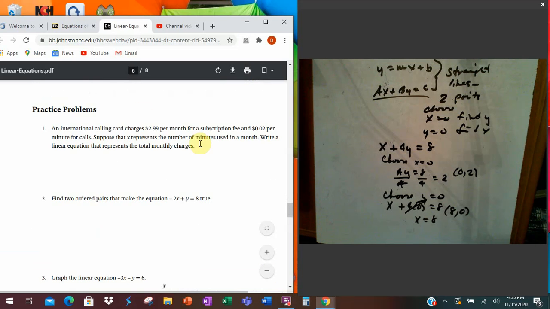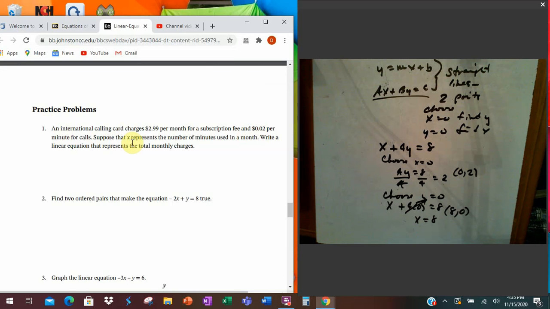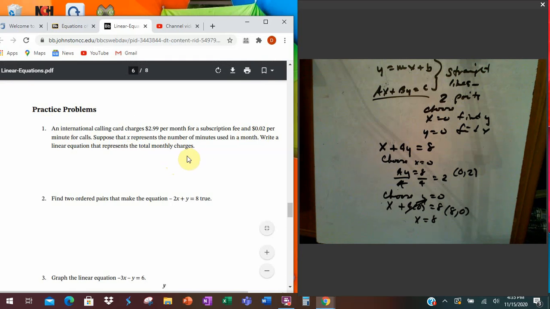Here are your practice problems. An international calling card charges $2.99 per month for a subscription fee, and then 2 cents a minute. Suppose that x represents the number of minutes used in a month. Write a linear equation that represents the total monthly charge. We looked at one very similar to that. You're looking for y is equal to that value times the number of minutes plus that basic subscription charge of $2.99.